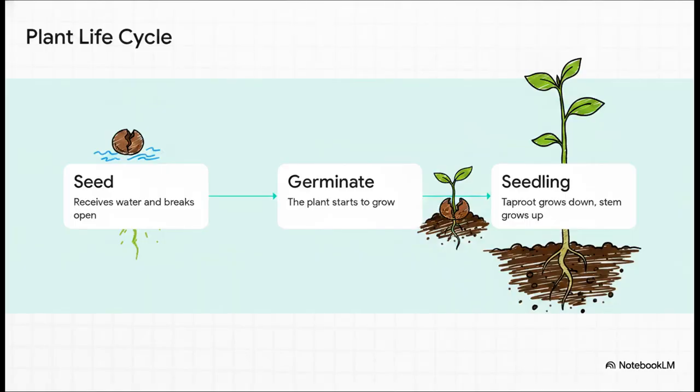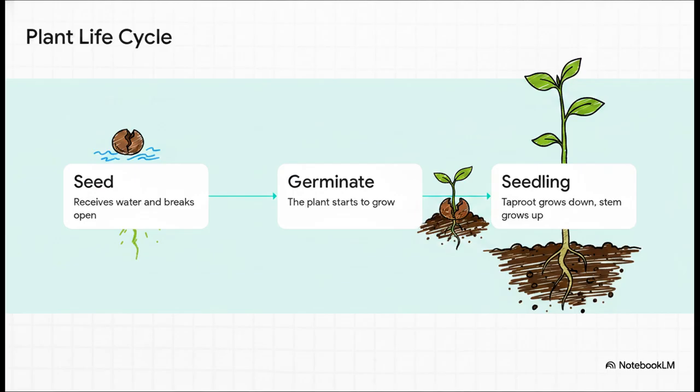Let's shift gears a bit and look at the slow, super deliberate structural engineering of a plant. It all begins in phase 1 as a tiny, simple seed. Once it finally gets some water, the plant literally breaks open its shell. In phase 2, it germinates and starts to grow. By phase 3, it becomes a seedling. And honestly, this is where the real engineering happens.